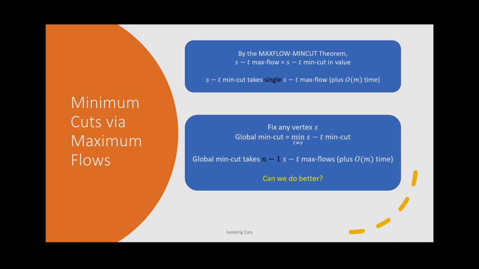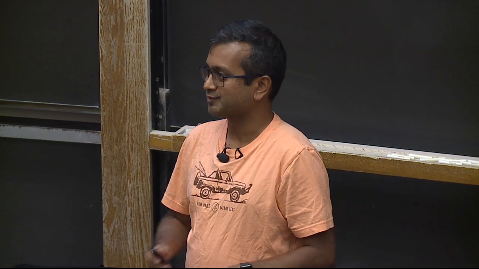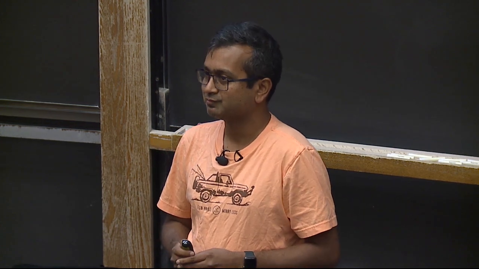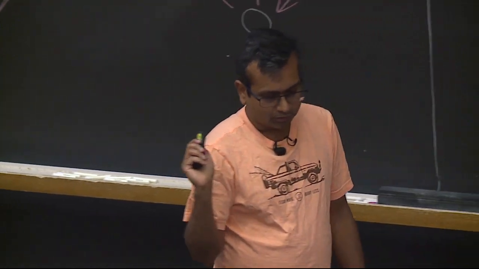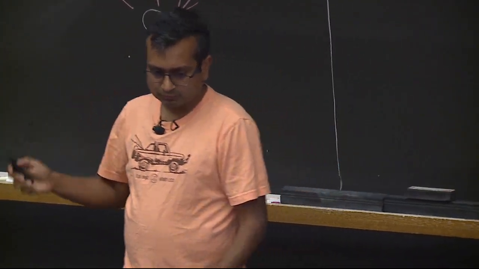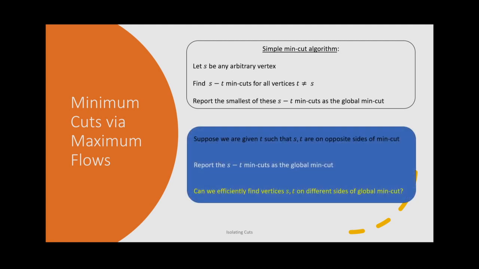So the first question that we are going to spend about half an hour on is, can we do better? Given this gadget of an ST min cut, can we find a global min cut of a graph faster than iterating over n minus 1 different vertices and running n minus 1 max flows? Okay, so that's our question. All right. So again, this is the simple min cut algorithm that I just described.